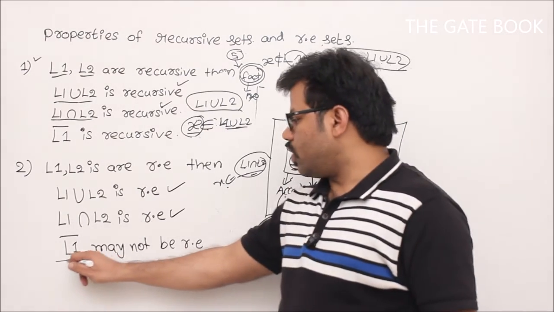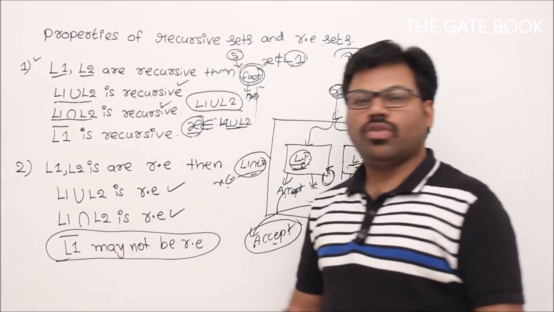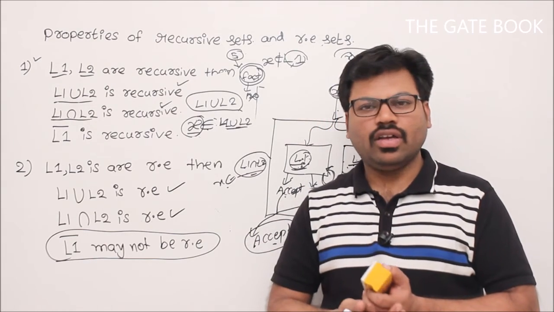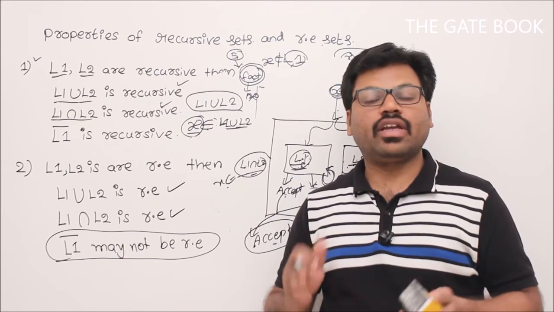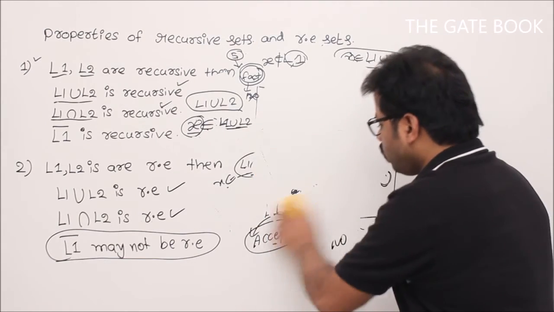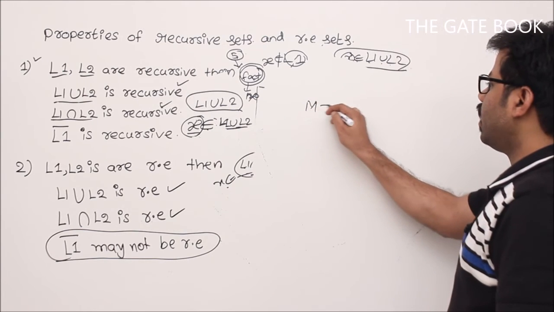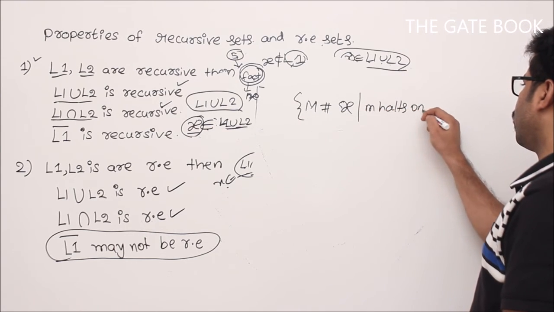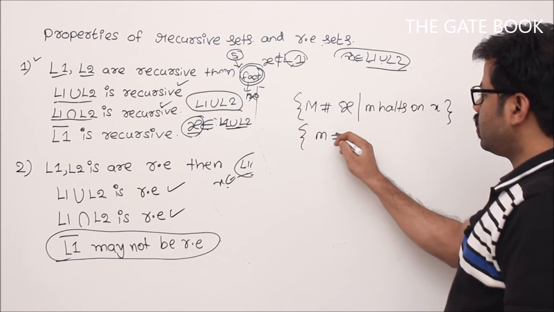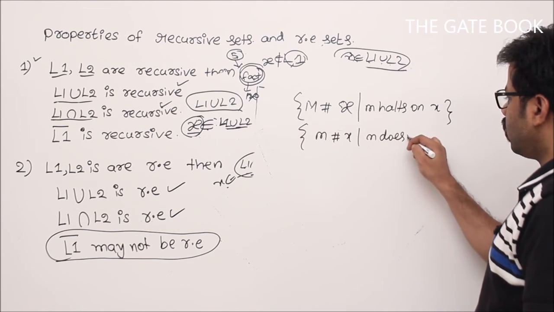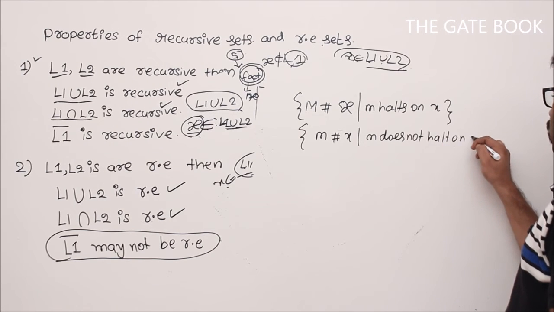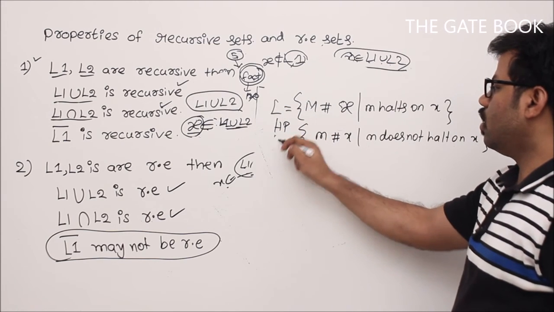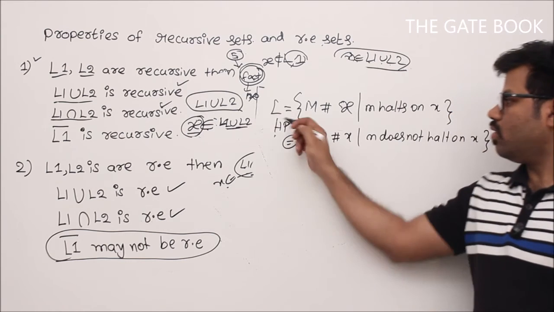Now the last one, we know this one: L1 bar may not be recursively enumerable. That means when you have a Turing machine for a language, we may not have a Turing machine for its complement. Why? Because sometimes that complement may not be recursively enumerable. Example I will tell you. One language is M hash x, where M halts on x. The second one is M hash x such that M does not halt on x. Let's say this is language L, which of course is the halting problem. For this one there is no name, so this is L bar, correct?